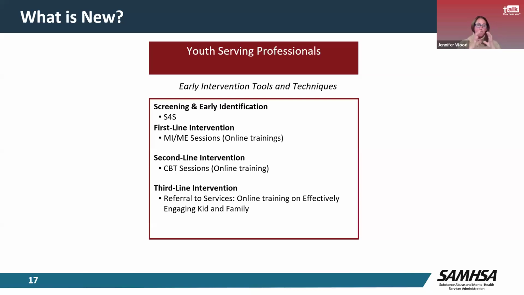So the next bucket of tools is for youth serving professionals. And this slide really talks about the key expansion that the campaign went through. It introduces a suite of early intervention tools and techniques for youth serving professionals, or any adult concerned about an adolescent child in their life, who wants tools to help increase protective factors and reduce risk factors. The resources help bridge that gap between prevention and formal treatment, where I think a lot of your services probably fall as well.